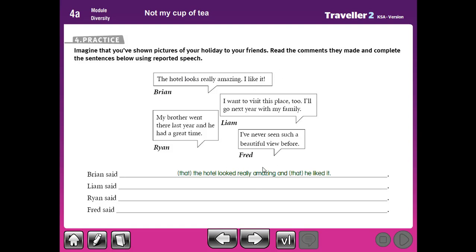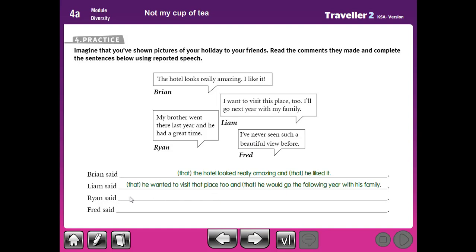That's very good. "Liam reminds me of the very famous actor Liam Neeson. Liam, I want to visit this place too. I'll go next year with my family." So we change I into he because we're talking about Liam. Want into wanted, present simple into past simple. I will into he, and will into would, as we said. Next year into the following year. With my family, we change my as well to his, right? So we check it here.